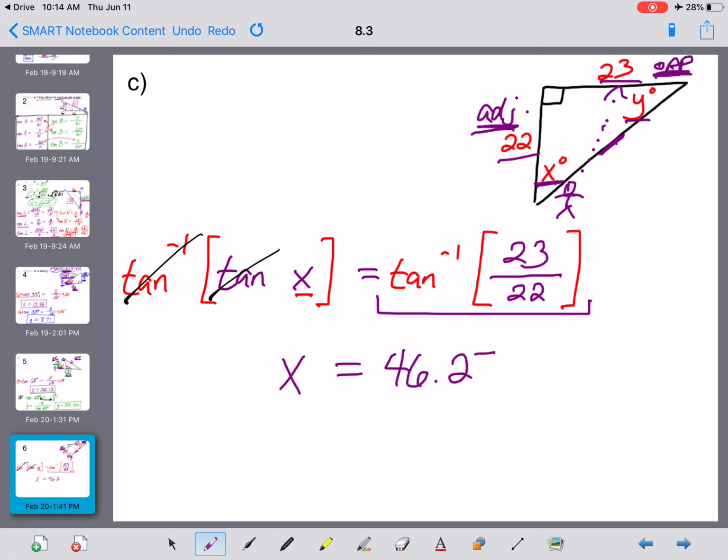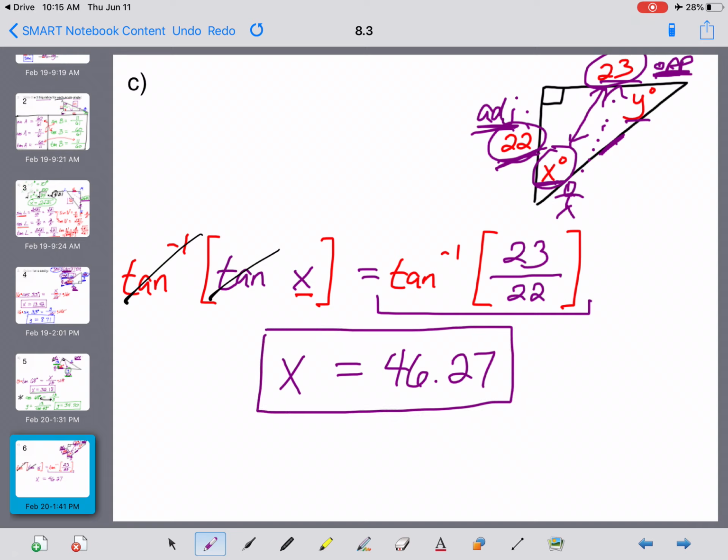46.27. Let's think about what we just found, and let's think if it's realistic or not. X is the measure of an acute angle within this right triangle. It's acute. I knew it had to be less than 90, and it is. Furthermore, this 23 is a little bit bigger than this 22 right here. That means that X, being across from the longer leg, has to be the larger acute angle. The Y is across from the smaller leg, Y's got to be the smaller acute angle. Well, since X is a little bit bigger than 45, which would be the cutoff point between the two acute angles, I feel really good about that answer here.